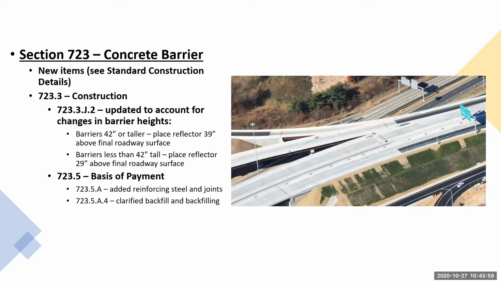From a construction standpoint, we updated the requirements for the barrier or the reflector placement on the barrier based on the barrier heights. So barriers 42 inches or taller, the reflector is placed 39 inches above the final roadway surface. And if it's less than 42 inches tall, the reflector is 29 inches above the roadway surface. So that was clarified in the spec update.